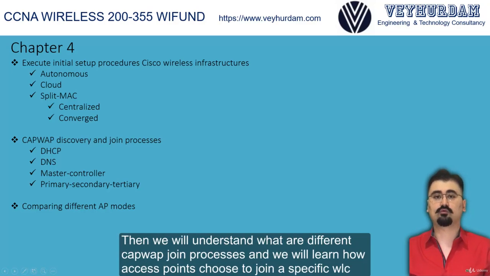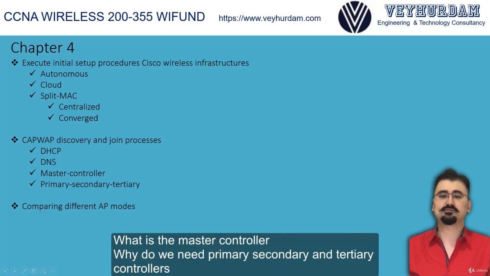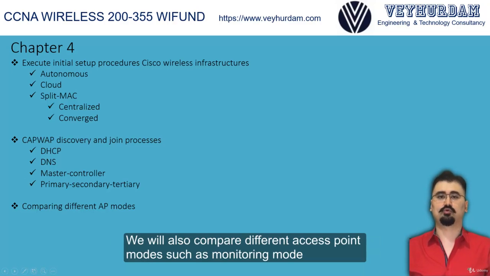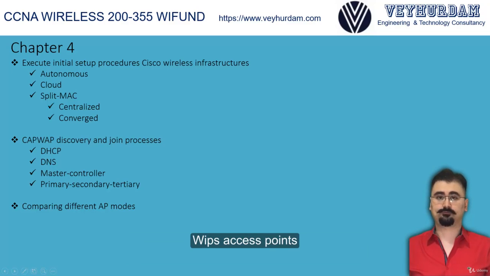Then we will understand what the different web join processes are, and we will learn how access points choose to join a specific WLC. What is a master controller? Why do we need primary, secondary, and tertiary controllers? We will also compare different access point modes, such as monitoring mode, FlexConnect mode, and VIPS access points.